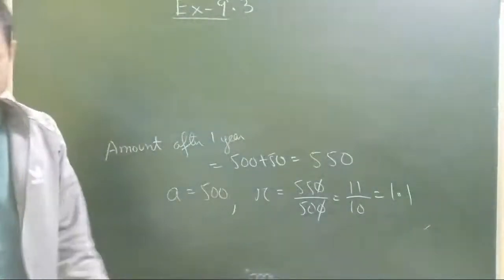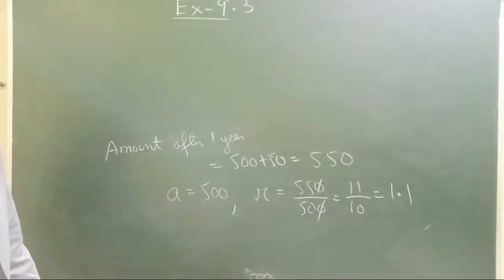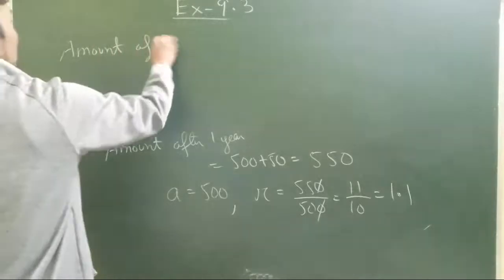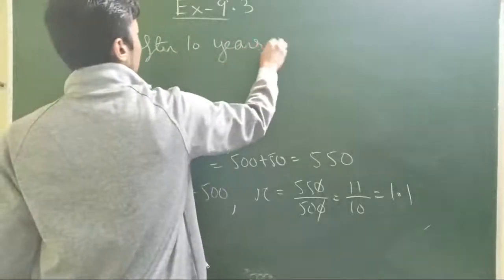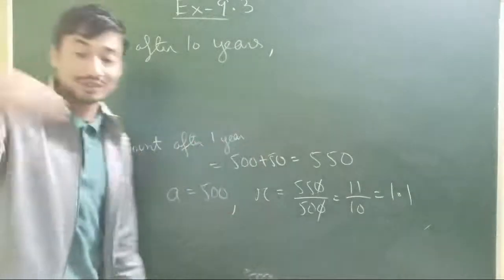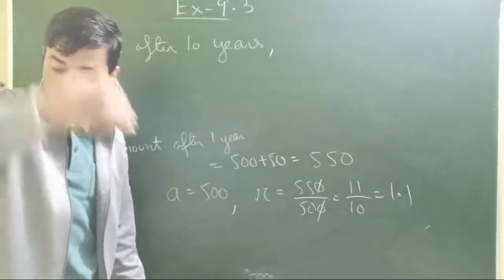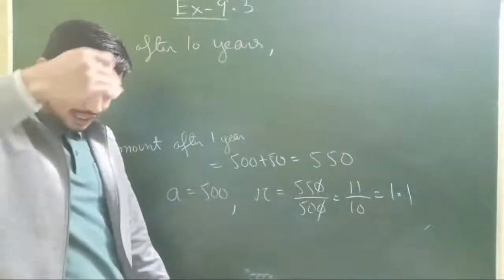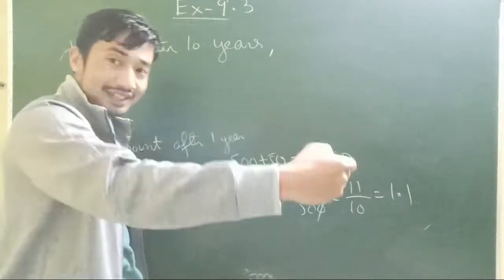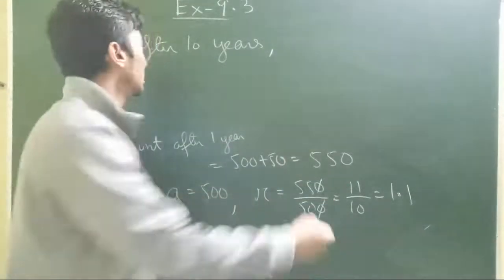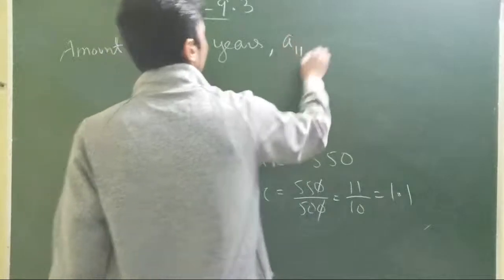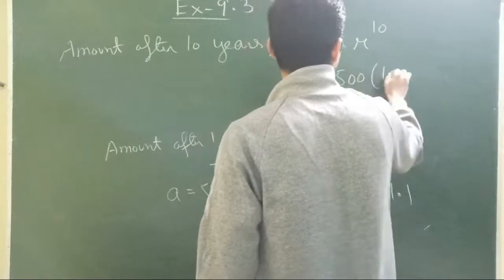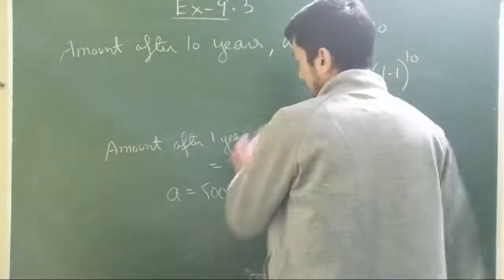Simple questions. So now the ultimate question is, what will be the amount after 10 years? After 10 years means 11th term. Don't forget that, because after 1 year means the second term. Last question also the same concept. So that's like A11, which is A R power 10. So A is 500, R is 1.1, 500 times 1.1 power 10. Let it be.